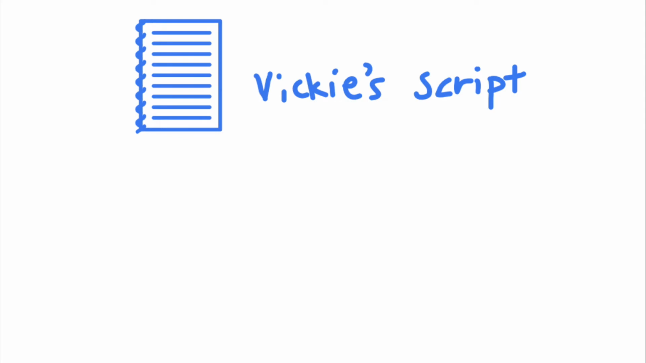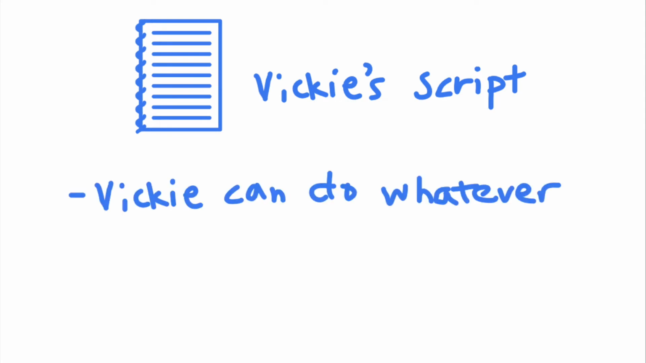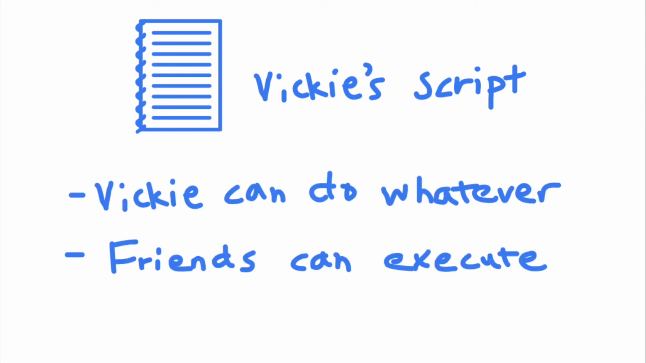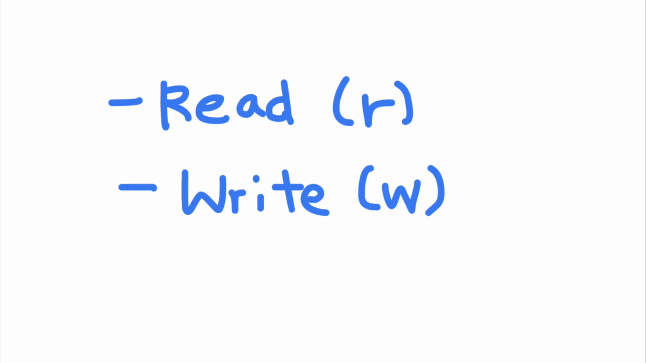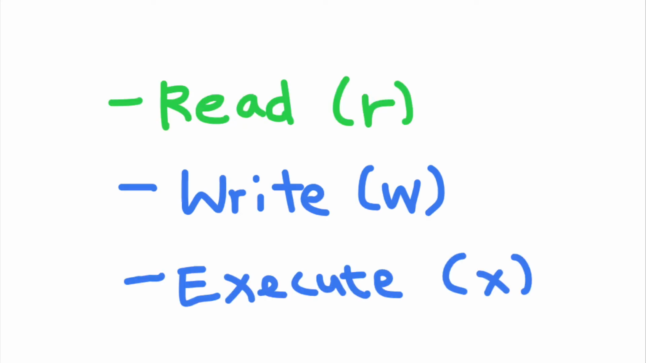So every file and folder on the system has a set of permissions that specify who is allowed to do what with the file. There are three types of file and directory permissions: read, write, and execute. Read permissions on a file enables the users to read the contents of the file. Write permissions allow users to modify or delete the file. And execute permissions allow users to execute the file as a script or an executable.